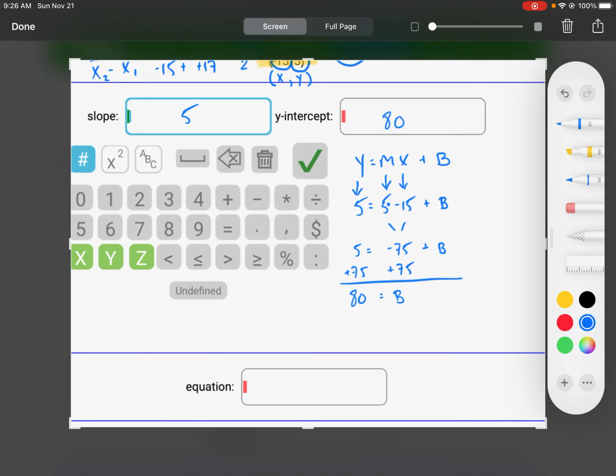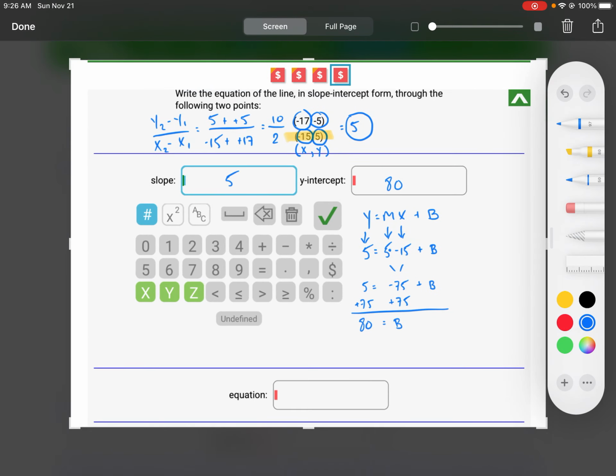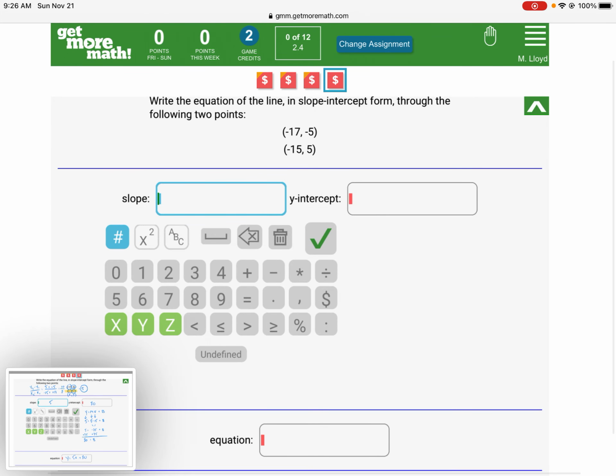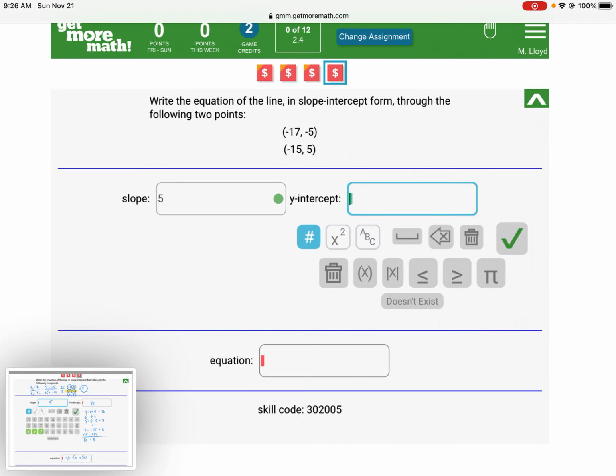There we go. So now I have my slope and my y-intercept, and that gives me the equation y equals 5x plus 80. Right? That's the first style of question. So I'm going to remember those things, the 5, the 80, and the 5x plus 80. So let's go back to Get More Math and type them all in. So I have access to the rest of it. So I think this was a 5, check mark.